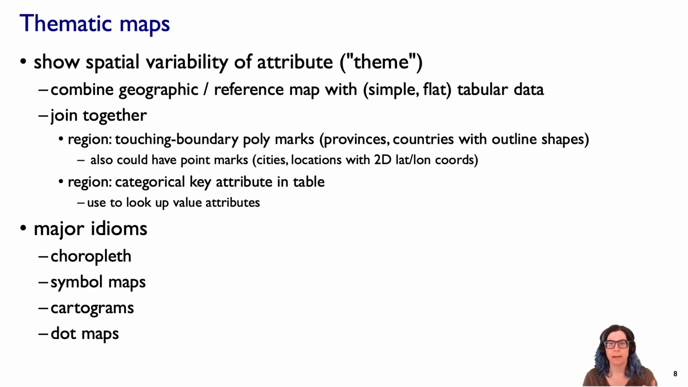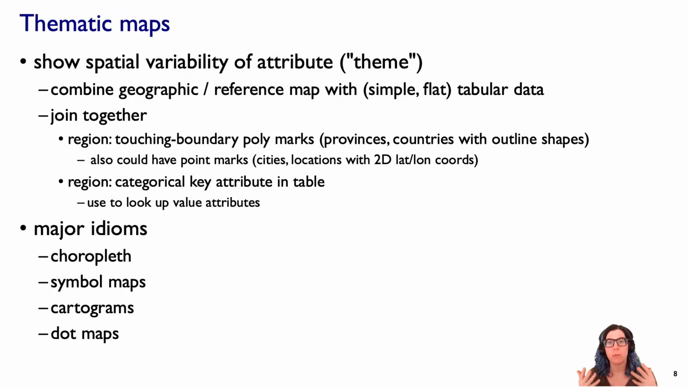One is that those marks, like we just saw in the previous slide, those touching boundary polymarks, they show geographic regions, provinces or countries or states or anything like that. So we have that sort of base geographic data. We might also have point marks if we're showing things like cities and we're zoomed way out. So any kind of a specific location can also be shown with a point mark or with the polymark.